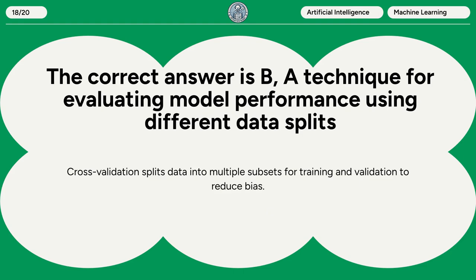The correct answer is B. A technique for evaluating model performance using different data splits. Cross-validation splits data into multiple subsets for training and validation to reduce bias.